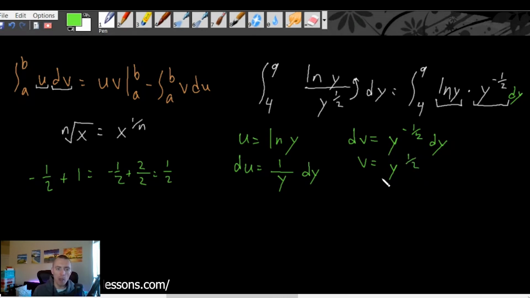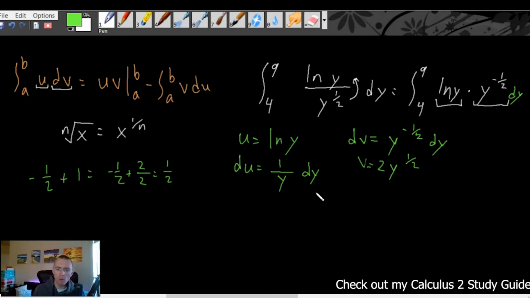And then, by the power rule for integration, after we raise our power by 1, we have to divide by our new power. Dividing by 1/2 is the same as multiplying by the reciprocal of 1/2, which is 2. That's going to give us 2 times y to the 1/2.